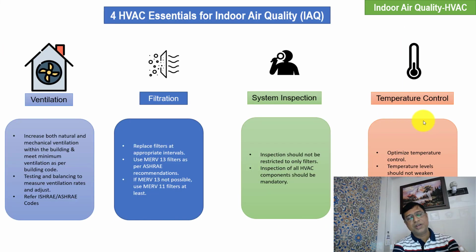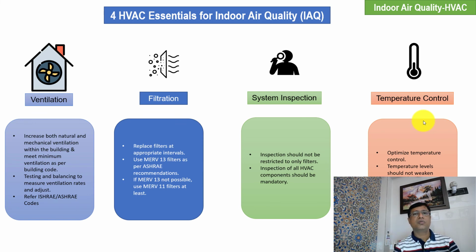So the scope of ventilation: increased ventilation, both mechanical and natural, can help with the building code requirements. We can refer to ASHRAE and ISHRAE standards or codes for it. Filtration, we have to have a proper replacement strategy for filtration. Use of MERV 13 or MERV 11, depending upon the feasibility, is extremely important. What kind of system inspection should we do? It should not be restricted only to filters.